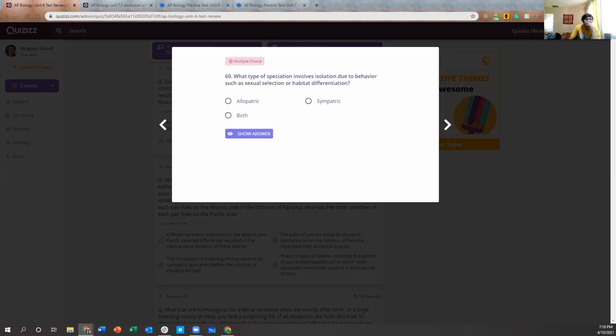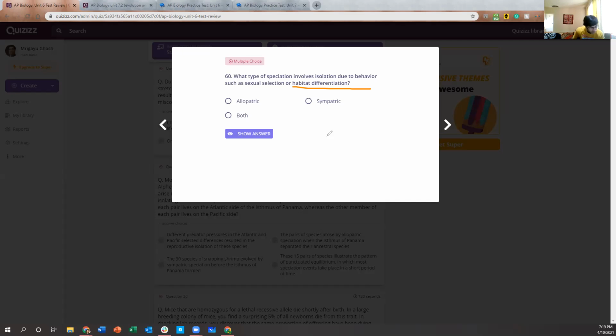I'm not sure, because if you have habitat differentiation, you probably have a geographic barrier. Okay, I think that's not what it's saying. I think when it says habitat differentiation, it just means kind of in the same vicinity. They're living in two different habitats. I'm not sure, but if there's a geographic barrier, that's allopatric. Otherwise, it's sympatric. Let me just confirm that with what we learned in class.